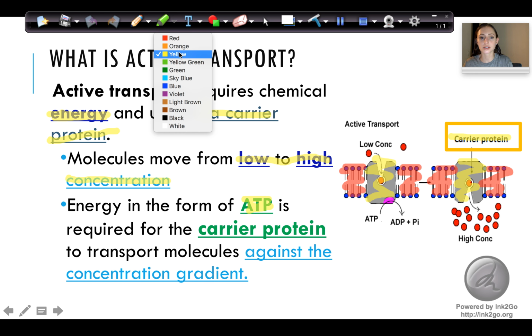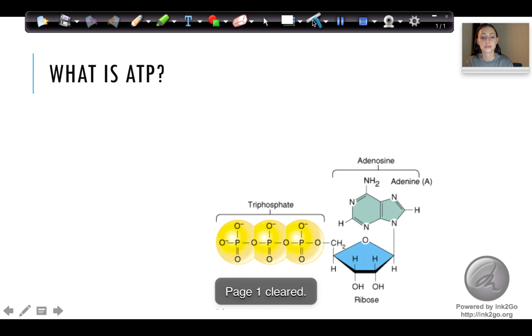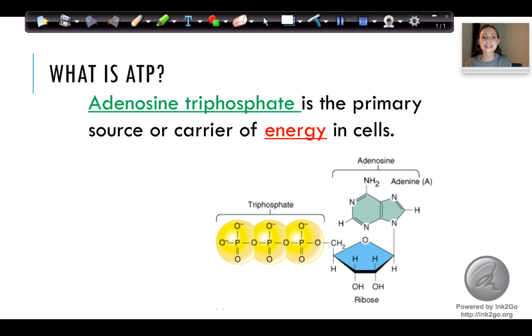Well, what is energy to our cells? Let me highlight it when we see it on the picture. That is just ATP. So energy to our cells is ATP. This carrier protein is going to use that energy to help move that molecule through the membrane. I'll say it again. What is ATP? It is called adenosine triphosphate. That is the primary source, and primary means most or mostly, the carrier of energy in our cells.